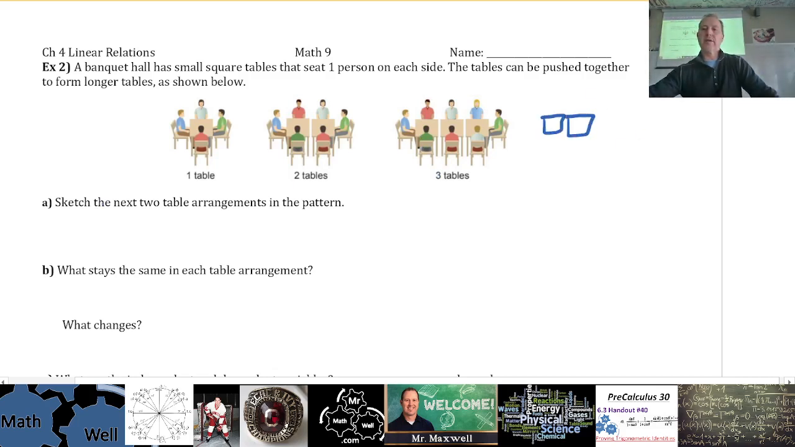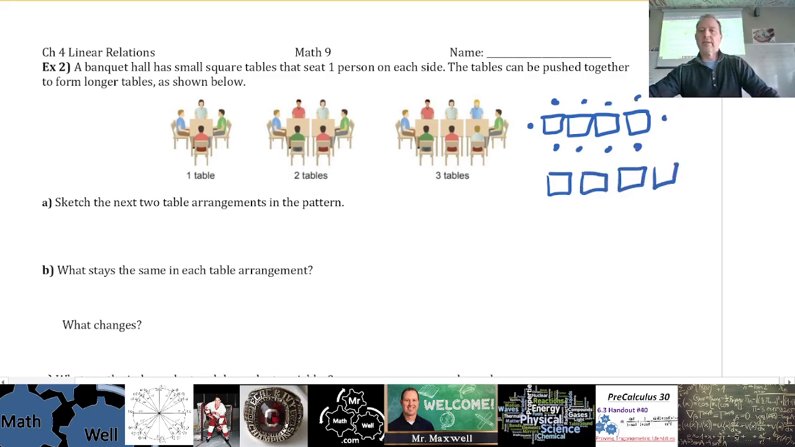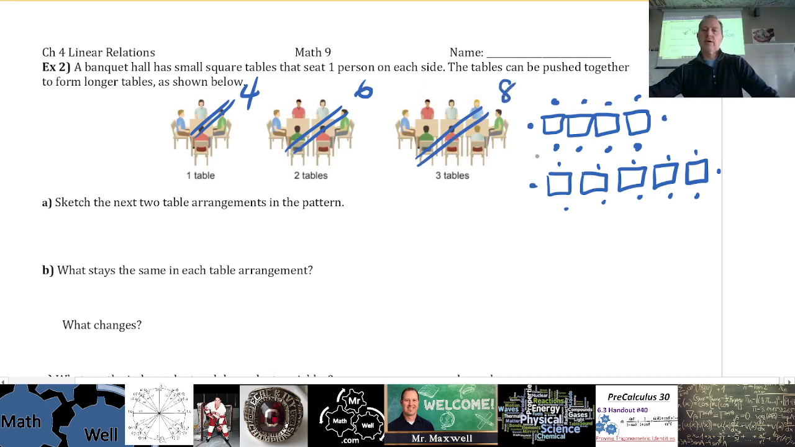I'm going to have, this doesn't have to take long, doesn't have to be real neat. But we're going to have 4 tables now, and we're going to have 1, 2, 3, 4, 5, 6, 7, 8, 9, 10. And then, of course, you guessed it, we're going to go with 5 tables next. And then we're going to have 12, right? So 1 table, 4. 2 tables, 6. 3 tables, 8. 4 tables, 10. And 5 tables, 12.